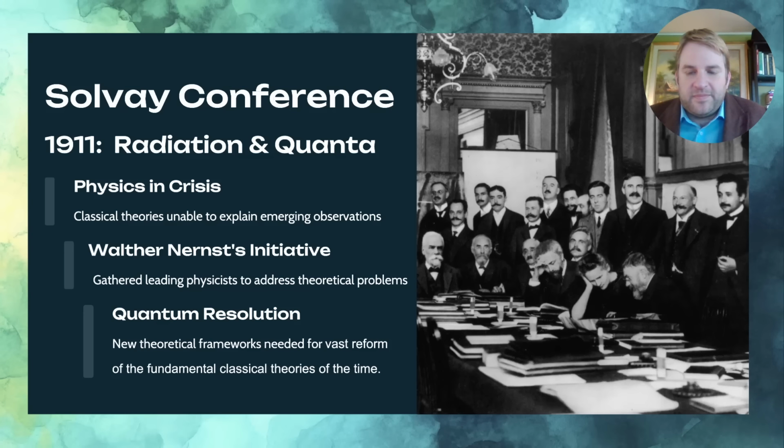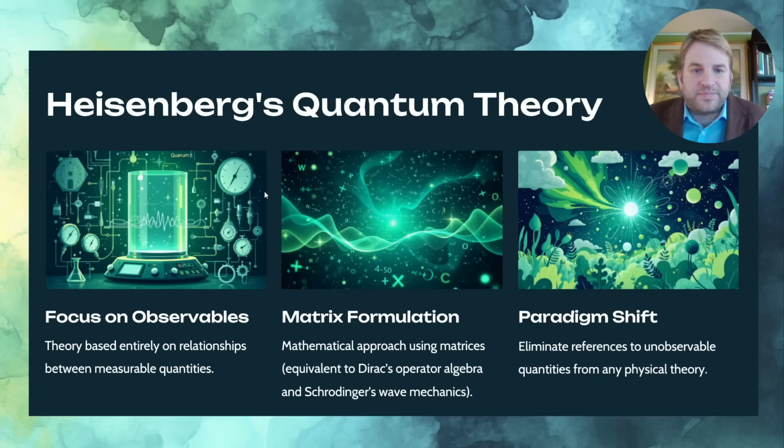Now, the participants in this conference, as you can see in the attached photo, included famous individuals like Einstein, Rutherford, Marie Curie, and you can see Solvay himself in the lower left corner with the Colonel Sanders style mustache and goatee. Now, ultimately, it was resolved as a result of this conference that a new theoretical framework would be needed for a vast reform of the fundamental classical theories of the time.